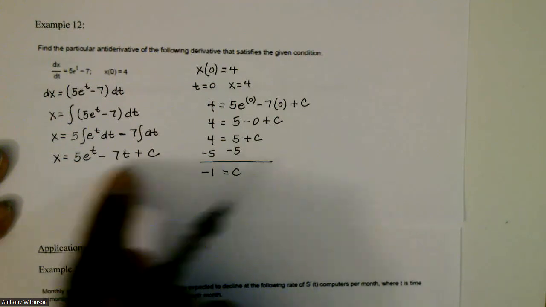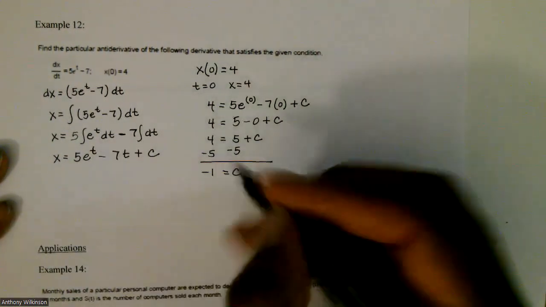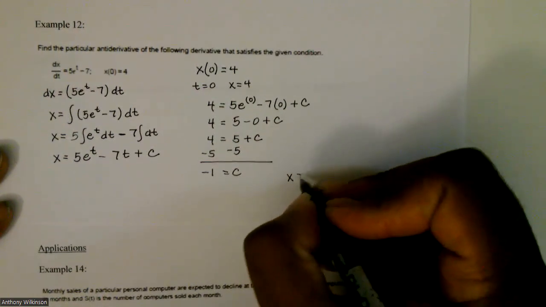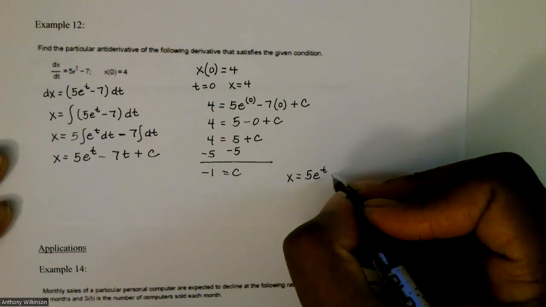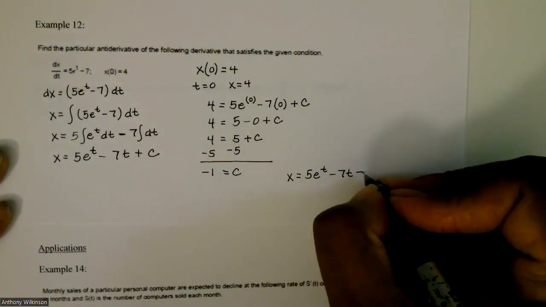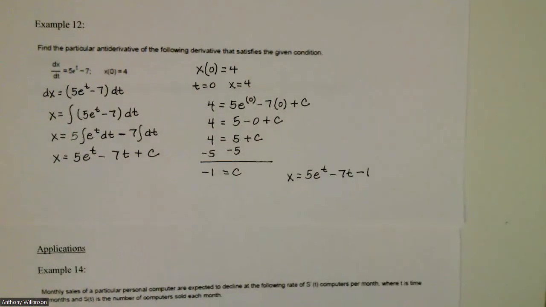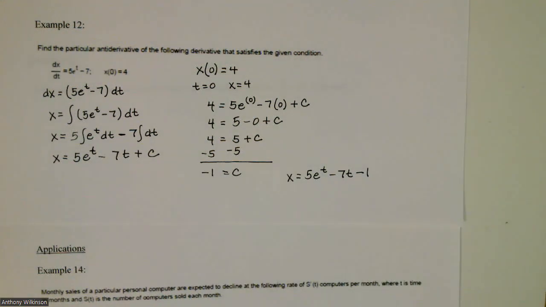So we just substitute that into this general antiderivative. That means I'm going to have x is equal to 5e to the t minus 7t plus -1 would be -1. So that's our particular antiderivative. X equals 5e to the t minus 7t minus 1.